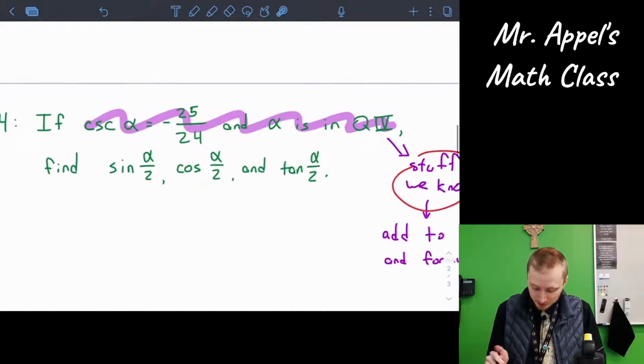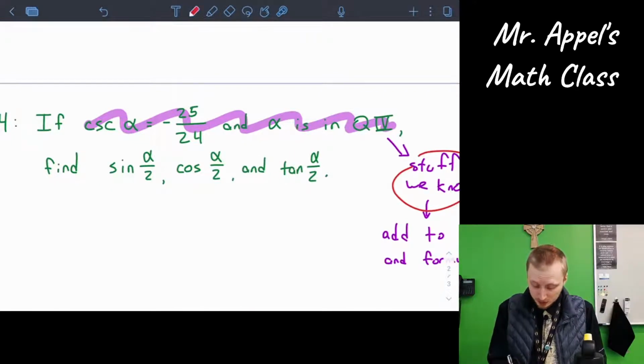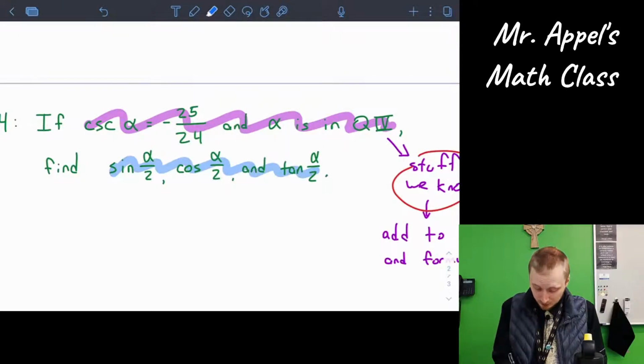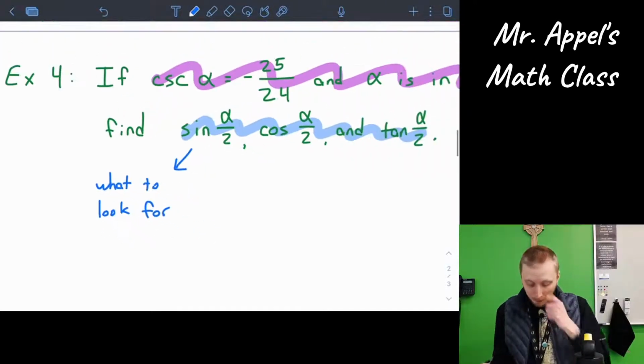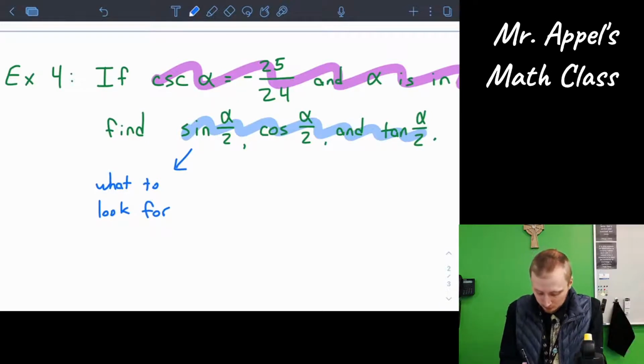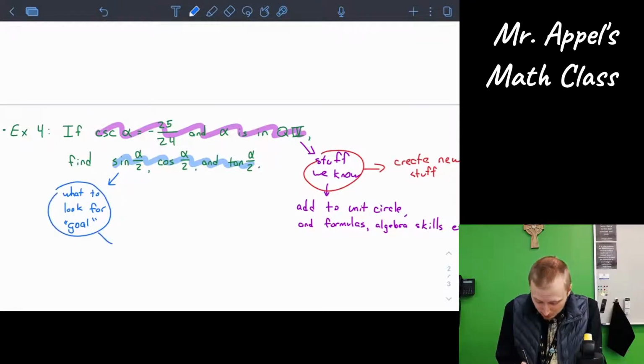Also, we have the second half of the question. What comes after find? This is what we're looking for. This is our target here. So this tells us what to look for. That's our goal. We need to find a connection between the stuff we know and this leads to this, leads to this, leads to the stuff we're looking for. So you can take this and you can work backwards.